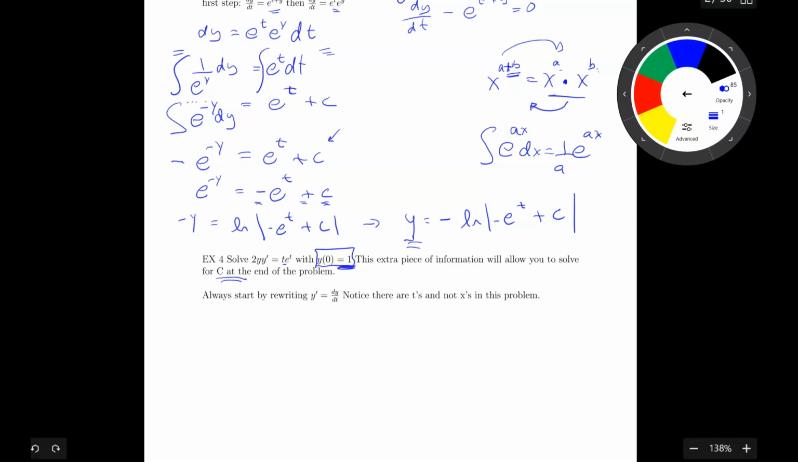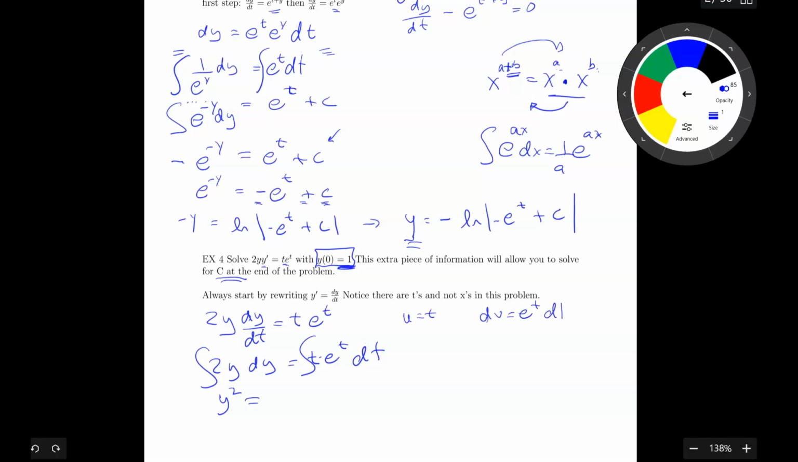Okay, so this one here has t's. That's why I know my first step is going to be rewriting y prime as dy over dt. Multiply by dt, and I think it's all set, right? Ready to integrate. All right, so this turns into y squared over 2. The 2's cancel. This over here, oh, you see it? It's going to be parts.